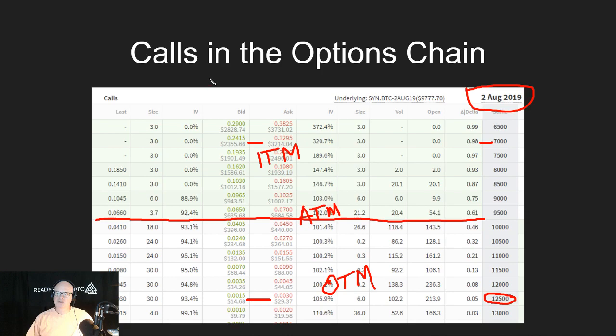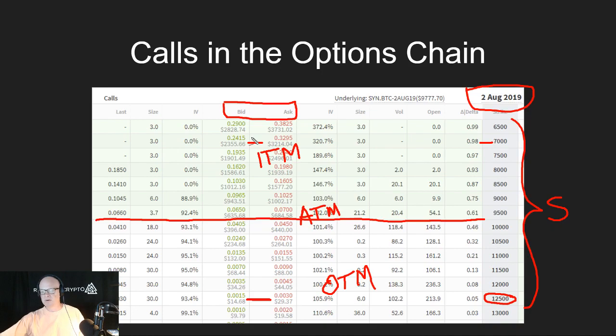Okay, so this is calls in the option chain. Again, a lot of these fields, don't worry about right now. The things you want to look at are the strike prices, here over here, and the expiration, and the bid and the ask of each option. Each one of these has its own market. It's its own separate market from the other options.